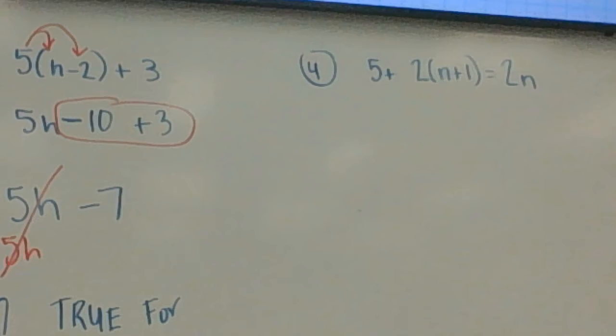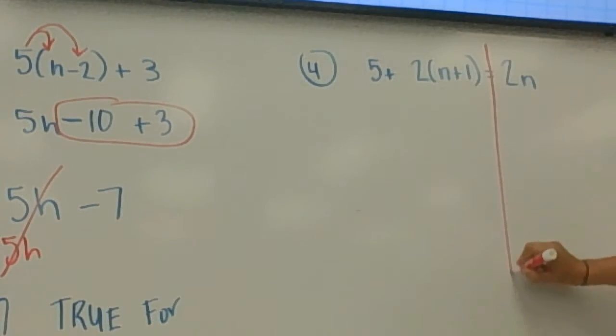Guys, can I tell you that true for all real numbers is called an identity? And no solution is called a contradiction. Be quiet. Can you write that down? True for all real numbers sometimes will be called identity in some mathematics. Instead of true for all real numbers, they'll want you to identify that as an identity. No solution is called a contradiction.